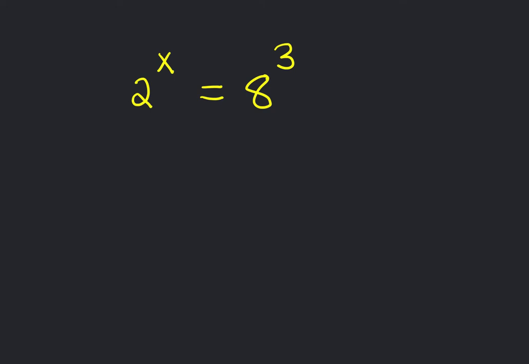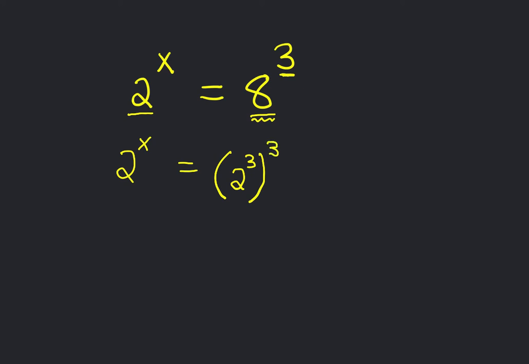Now here is where it gets a little tricky. In this example, I have 2 to the power of x and 8 to the power of 3. So my bases are different. So our goal is to rewrite one side so the bases are the same. So let's see, 2 to the power of x is equal to, can I rewrite this 8? Well, I know that 2 to the power of 3 is 8, and then I have to raise that to this third power.